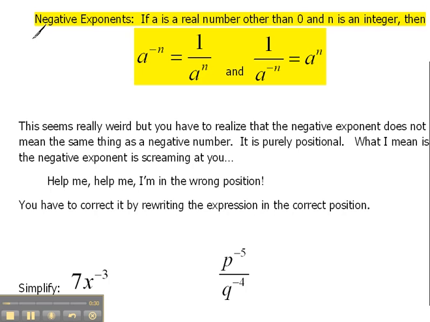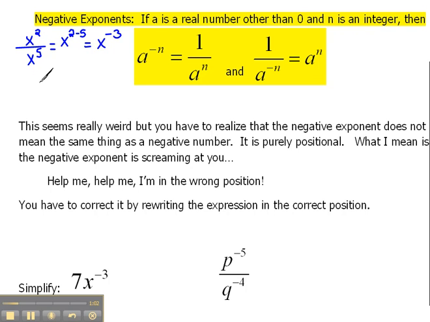A while ago, we learned that if we have a quotient, like let's say x squared over x to the fifth, then technically, when we are dividing like bases, we are supposed to subtract the exponent. So this would be x to the 2 minus 5 power, which would be x to the negative 3. Okay, let's see exactly what's going on here though.